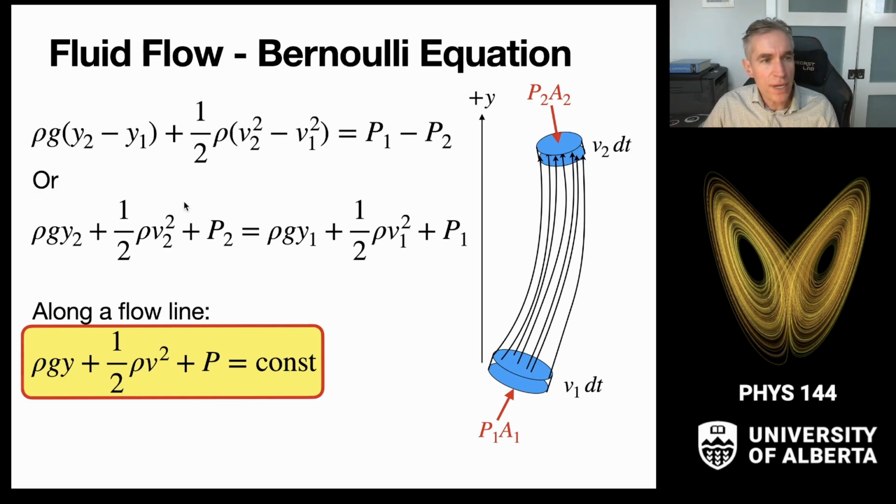And then we'll rearrange this so all of the top terms and bottom terms are grouped together. So we get rho g y plus 1/2 rho v squared plus p at the top is equal to the same thing for the bottom. Along one of these flow lines, we get the criterion that rho g y plus 1/2 rho v squared plus p is equal to a constant. We don't know what it is, but that constant always remains fixed.